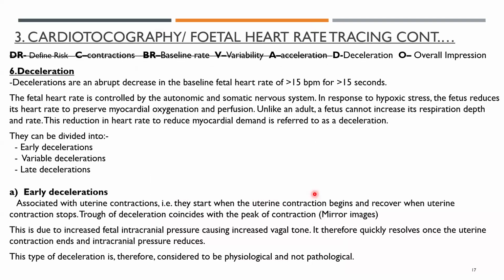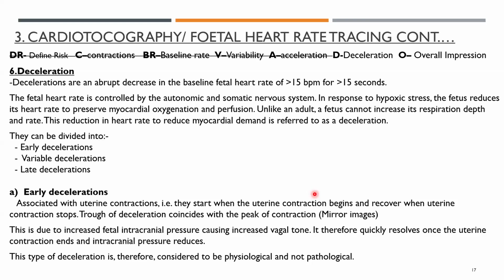Decelerations. This is the important one now. Again, remember the keyword is 15. The key number is 15. Decelerations are an abrupt decrease in the baseline fetal heart rate of greater than 15 beats per minute, lasting for greater than 15 seconds. The fetal heart rate is controlled by the autonomic and the somatic nervous system. It happens in response to hypoxic stress. What happens is the fetus reduces its heart rate to preserve myocardial oxygenation.